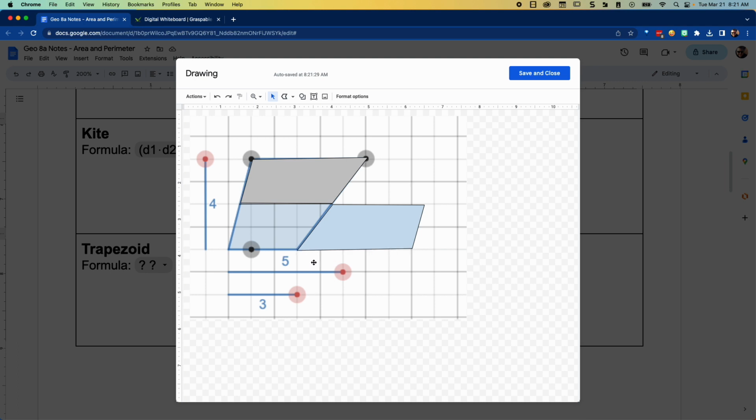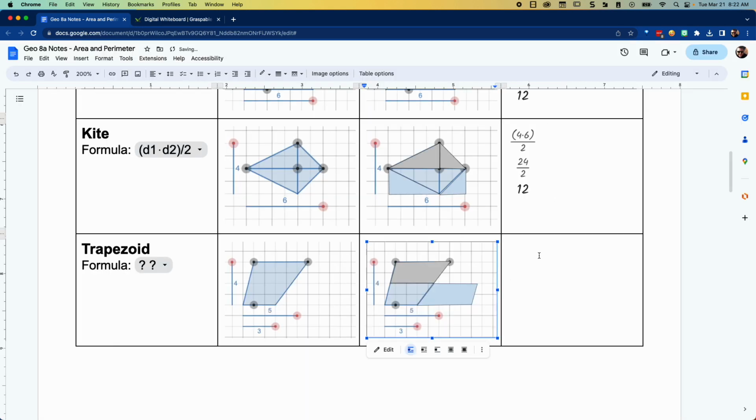So it's not 6 wide anymore. It's 3 and 5 put together. But the height is still half the height. In other words, it's not 4, it's down to 2. All right, so to get that, how would I set that up as a calculation?